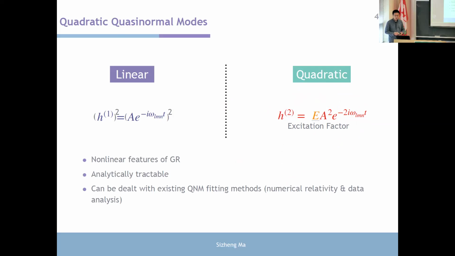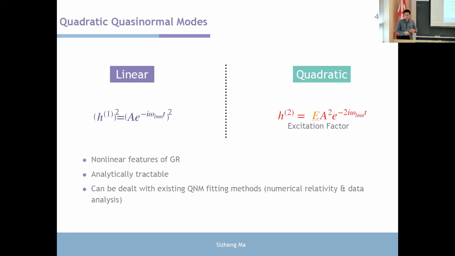First, like I mentioned, they are nonlinear features of general relativity, but maybe they are simple enough that we can develop analytic tools to handle them. This is in sharp contrast to some other general nonlinearities, such as the merger part of binary black hole merger. In that case, we have to rely on numerical relativity and treat it as a black box. There is no available analytic tool.